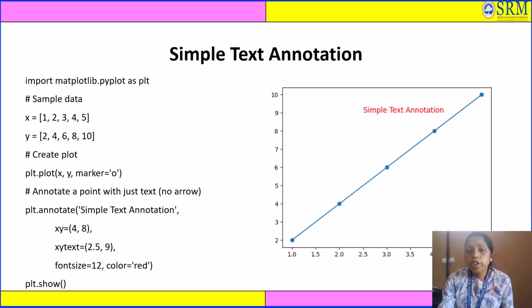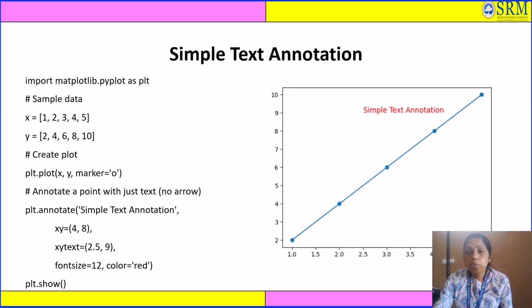Here, suppose we have plotted some graph. When you write x is equal to something, y is equal to some function, you can plot the graph. After plotting, you can see a line. Annotation means if you want to point out something on the graph, onto the line, that is annotation.